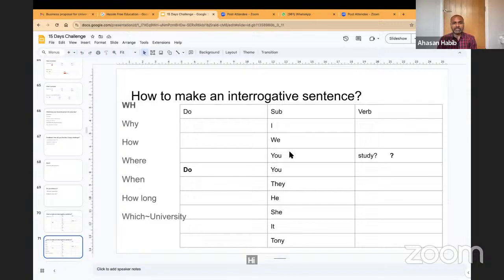Okay, let me know in the chat box who has got a friend or family member to practice. Type in the chat box. Do you have a friend or family member to practice? I'd like to see how many do. Do you have? Type in the chat box.